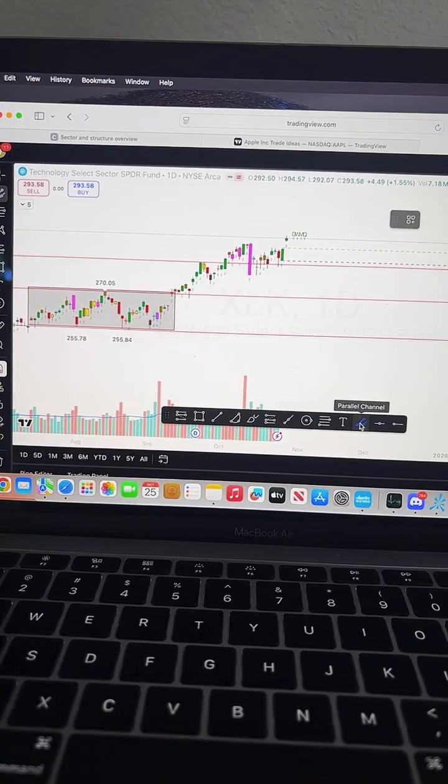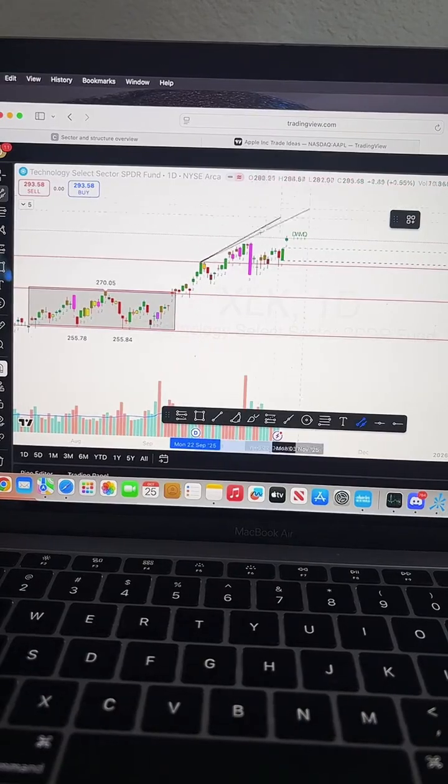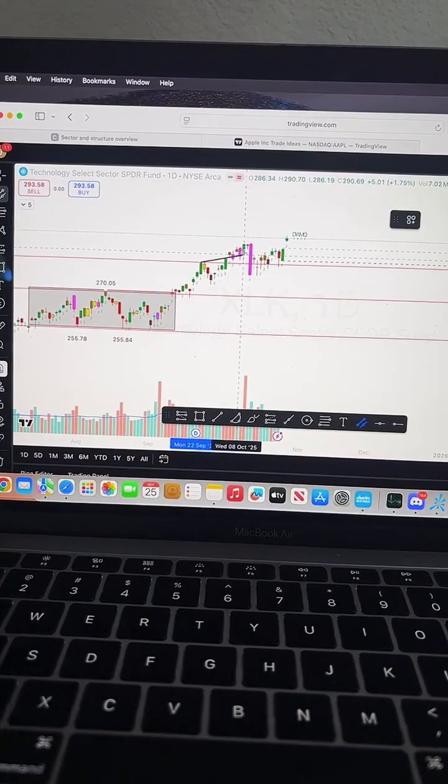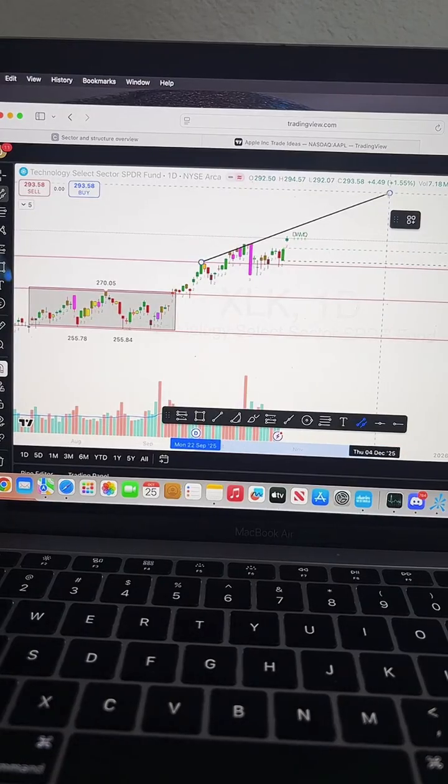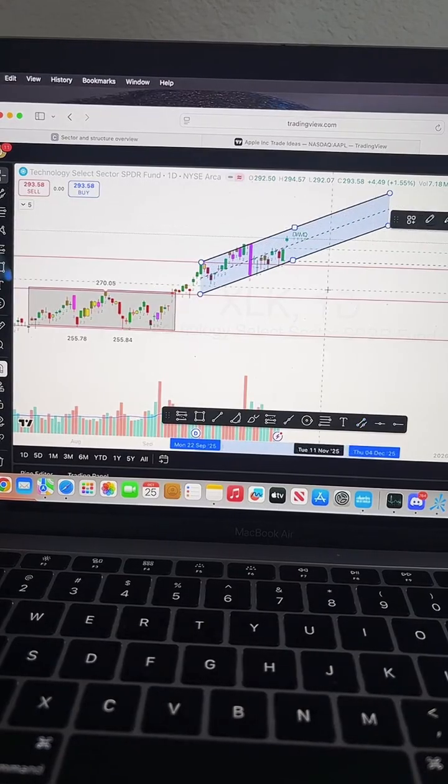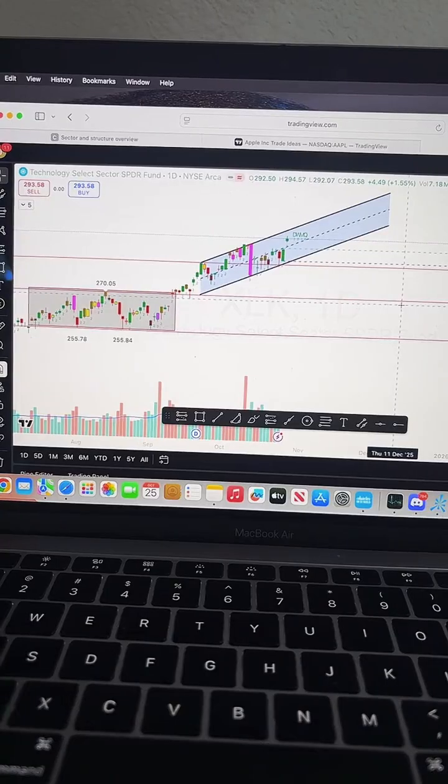Now I would take the parallel channel. You can come to the swing high and then go to, let me see where this one is, 290.70, 290.82, 291. So this one is higher than this one in this candle. All I'm doing is connecting it. Once you click it, you can drag it down and click it again, and now you have an uptrend.